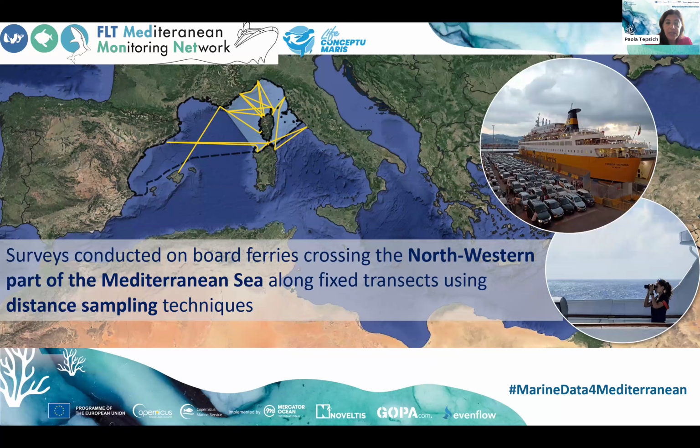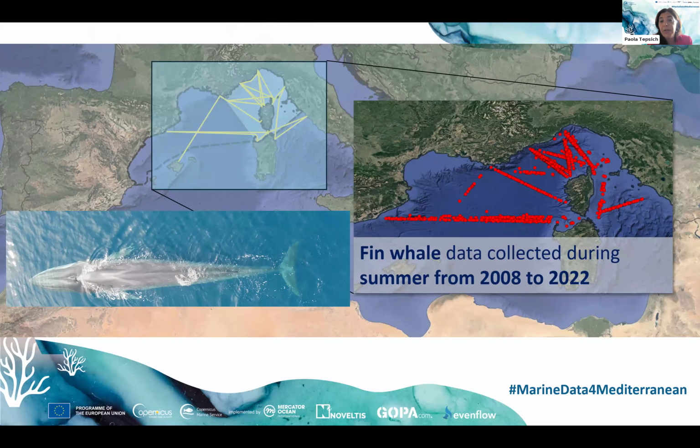And in yellow, you can see all the routes along which observers have monitored and collected the data on the presence of the species. As we can see from the red dots, which are our sightings collected from 2008 to 2022, the species is constantly present and very diffuse in the area.